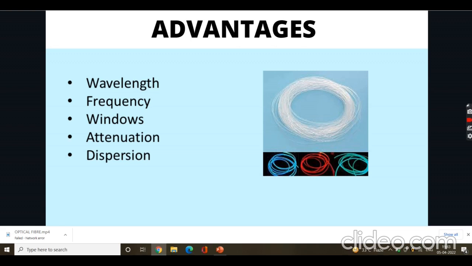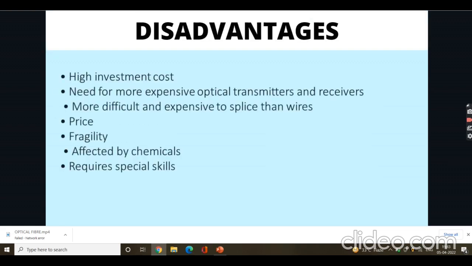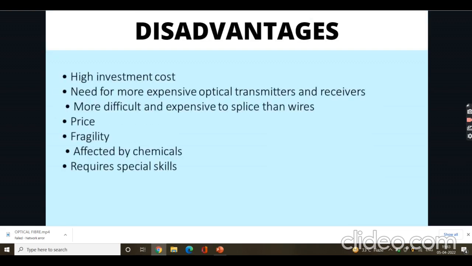Next are the disadvantages of optical fiber. It is high investment cost, need for more expensive optical transmitters and receivers, more difficult and expensive to splice than wires. Its price is high, fragility, affected by chemicals, and requires special skills.